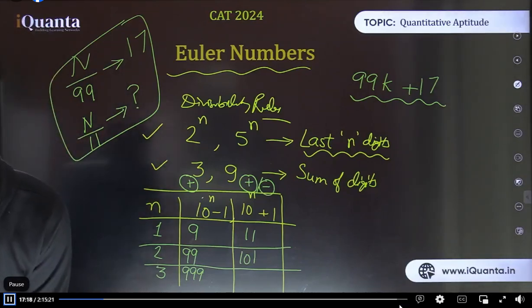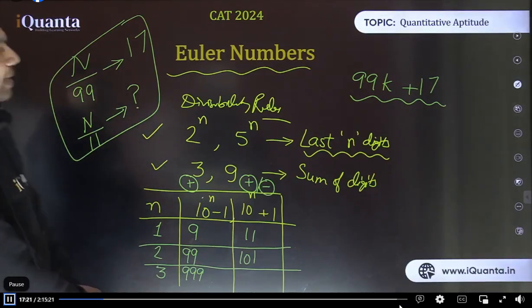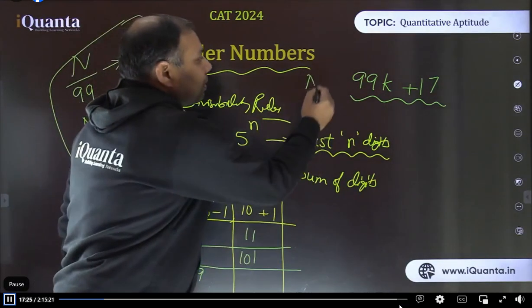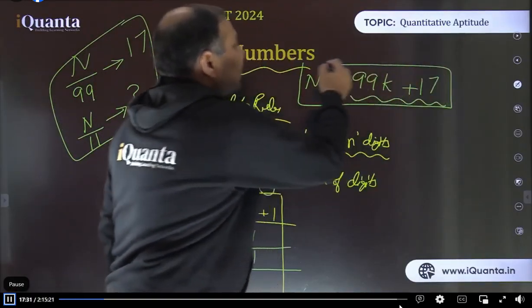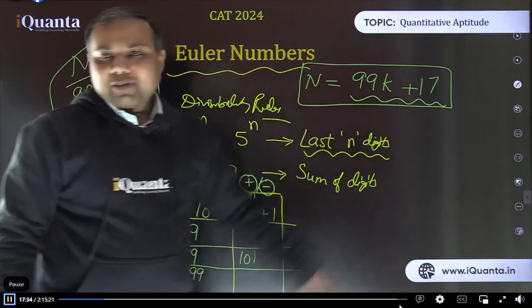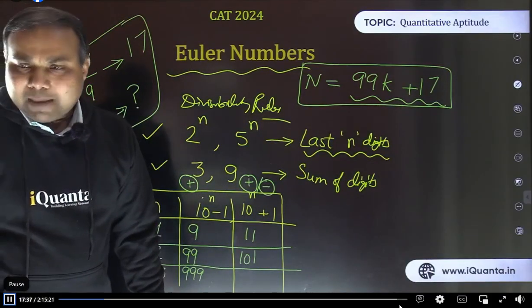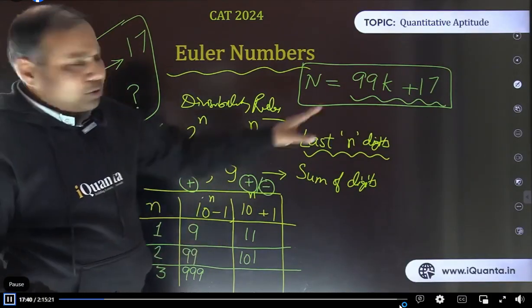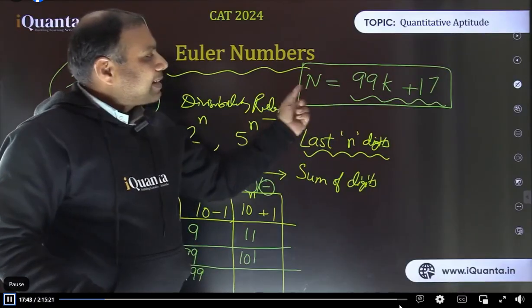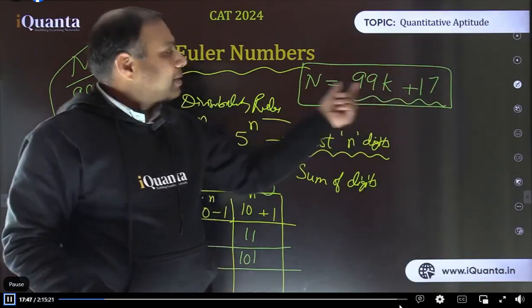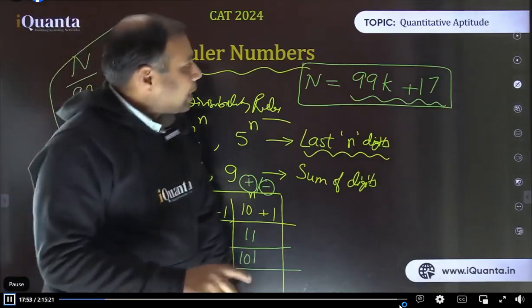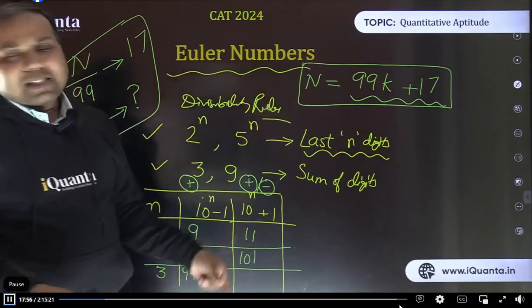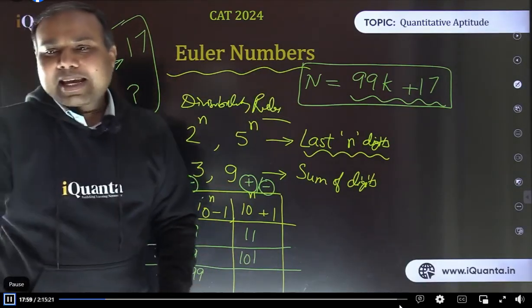Ujjwal says, please repeat the factor part again, sir. I only said this much, I'm writing this number here. If a number gives remainder 17 when divided by 99, that means the number can be written like this, isn't it? 99k plus 17. I'm repeating, don't worry. Those who have any confusion, don't worry, I'm here. When this number is divided by 99, it gives remainder 17. It means the number is of the form 99k plus 17. Now my question was, when this same number is divided by 11, what will be the remainder?